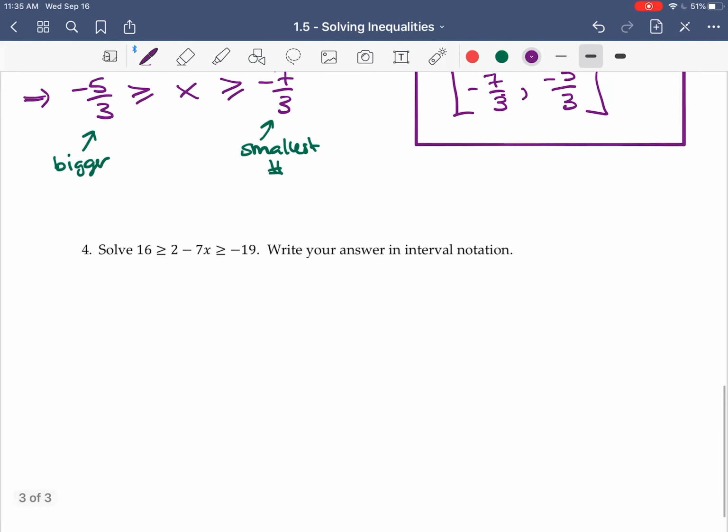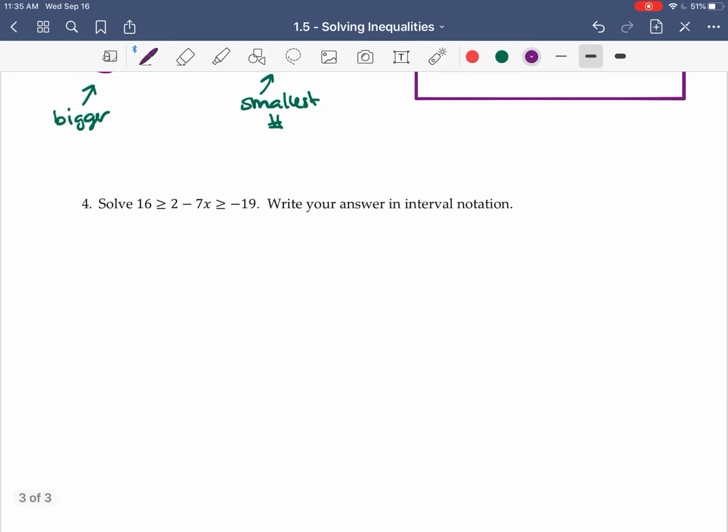Now we have another one. Again, I want to solve for x in the middle here. The first thing I'm going to do is get rid of the 2, so subtract 2 everywhere. That's going to give me 14 is bigger than or equal to -7x, which is bigger than or equal to -21. Now I want to divide everything by -7, so that's going to cancel. When I do that, I have to remember to flip the signs.